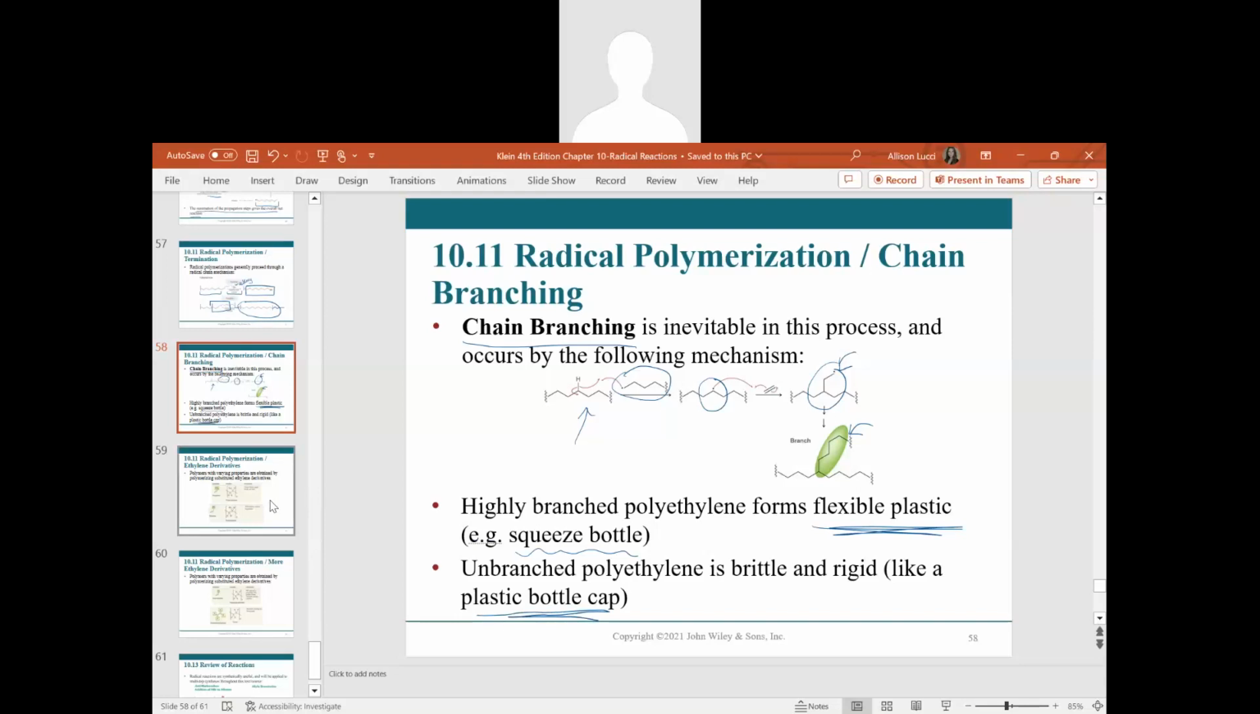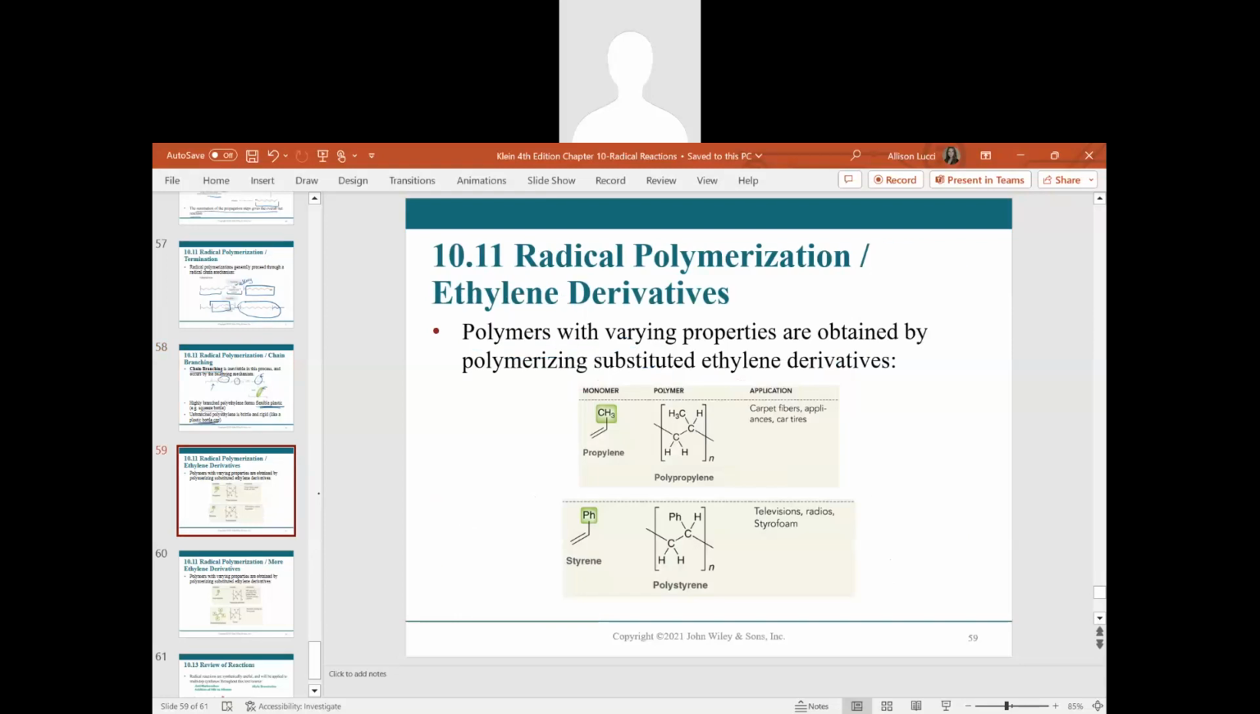So let's take a look at some other polymers that you may be familiar with. So we have our ethylene derivatives that can be used now. So now we have propylene. So this has an additional carbon in the carbon chain. So the polymer would form like so. So we have this extra methyl group where before we had only hydrogens. So that would be the difference. We have carpet fibers, some appliances, car tires, things of that nature can be from polypropylene polymers.